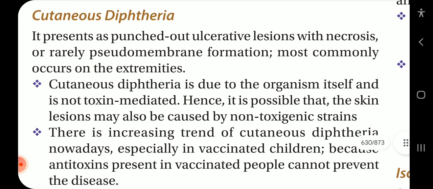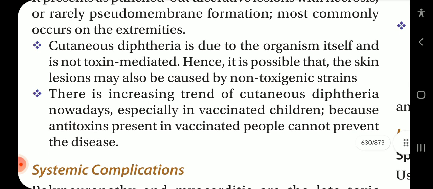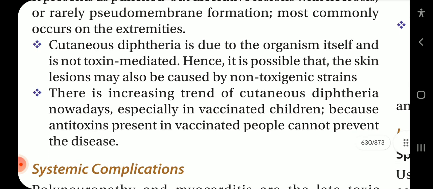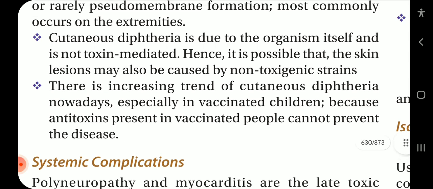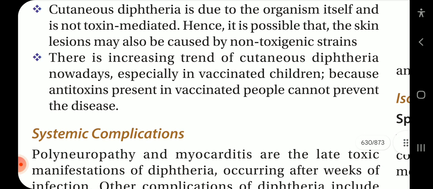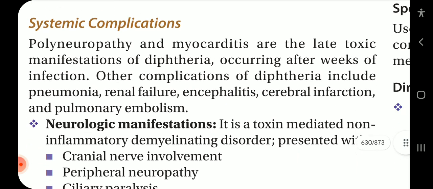Cutaneous diphtheria. It presents as punched out ulcerative lesions with necrosis or rarely pseudomembrane formation. Most commonly occurs on the extremities. Cutaneous diphtheria is due to the organism itself and is non-toxin mediated. Hence, it is possible that the skin lesions may also be caused by non-toxigenic strains. There is an increasing trend of cutaneous diphtheria nowadays, especially in vaccinated children, because antitoxin present in the vaccinated people cannot prevent the disease.